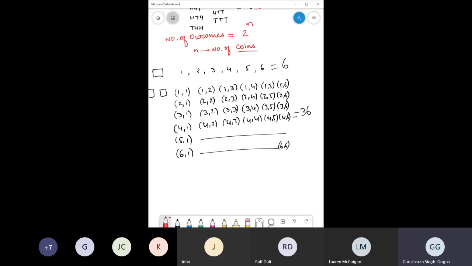So in this case, I can write down the first one as 6 to the power 1 and this one as 6 to the power 2. And based on that, I can generalize it to a formula, 6 to the power n. This is the number of outcomes you can use for dice, 6 to the power n, where n is the number of dice. Obviously, they won't give you more than three dice in the question. So 6 to the power n is the formula for that.